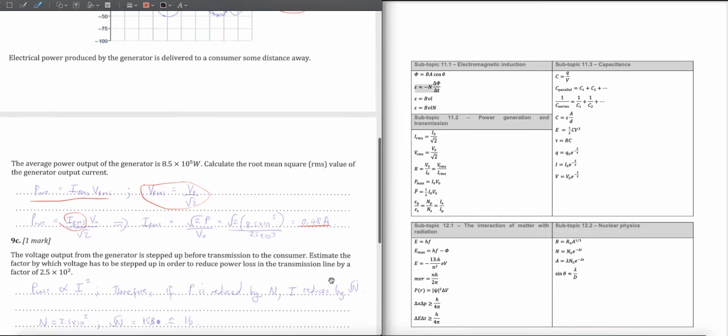Question 9c is one that always trips people up. Okay, we're asked, the voltage output from the generator is stepped up before transmission. Estimate the factor by which the voltage has to be stepped up. Now, a thing to remember here is that whatever the voltage steps up, the current steps down. So if voltage steps up by a factor of 10, current will step down by a factor of 10.